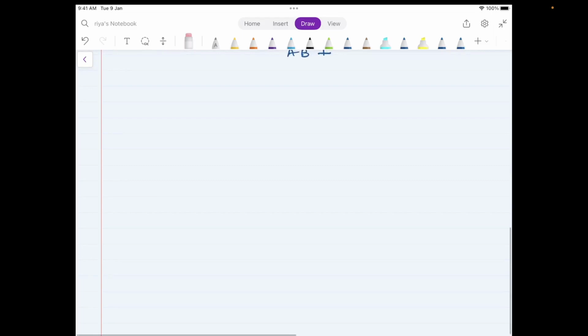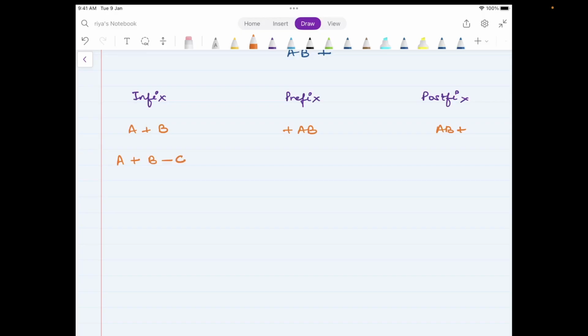Just to give you a few more examples for better visualization. Let's say I have infix, this is prefix, and then I have to find the corresponding postfix expression. Infix is A plus B, prefix is plus AB, and postfix is AB plus. If in infix I write A plus B minus C, then in prefix you do a similar process to do the conversion.